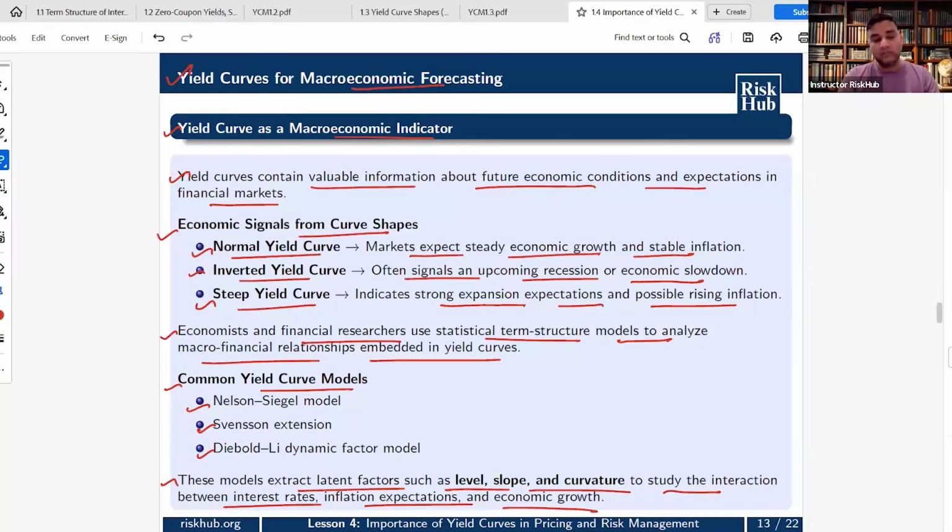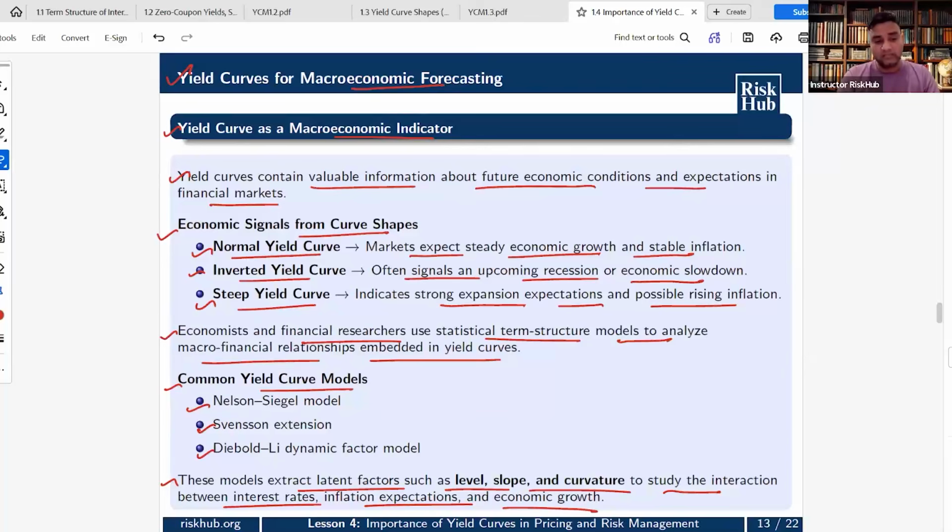Normal yield curve, upward sloping, read as steady growth and stable inflation ahead. Inverted yield curve, downward sloping with short rates above long rates, read as a signal of a coming recession or slowdown. Steep yield curve, upward sloping with a large gap between short and long rates, read as strong expansion expectation and possible rising inflation. Term structure model: a mathematical description of the whole curve using a small number of parameters. The slide names three. The Nelson-Siegel model fits the curve with three factors interpreted as level, slope, and curvature. The Svensson extension adds a fourth factor to Nelson-Siegel so the curve can hold a second hump.